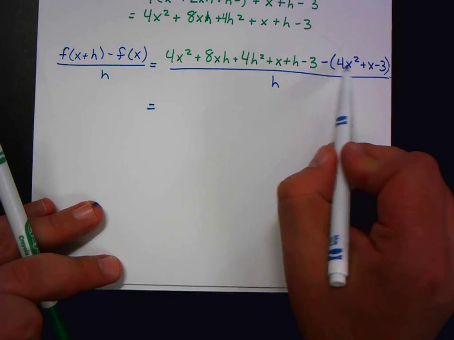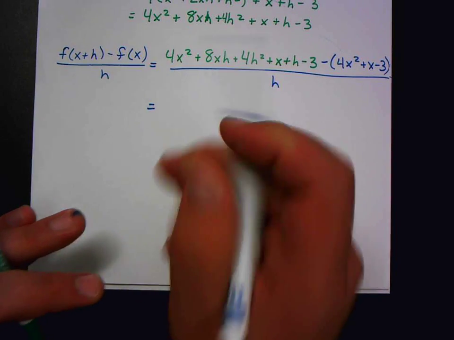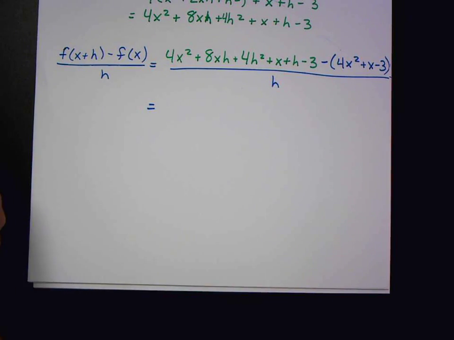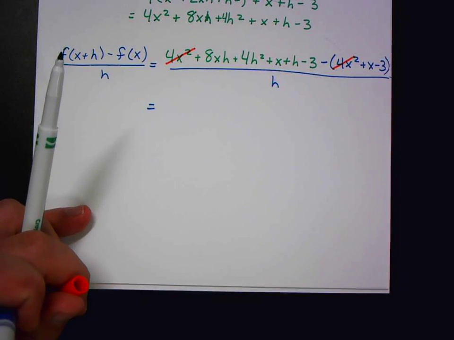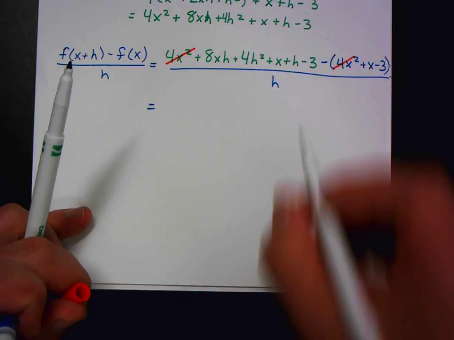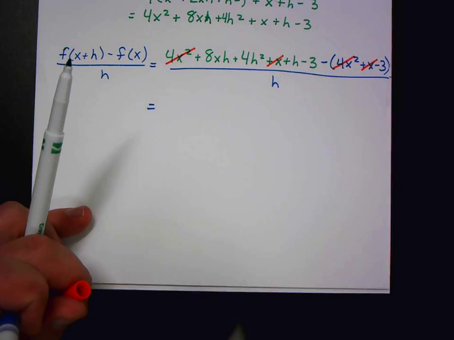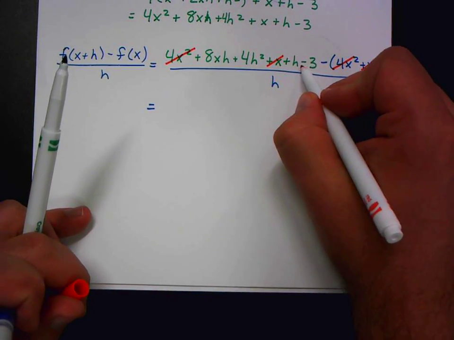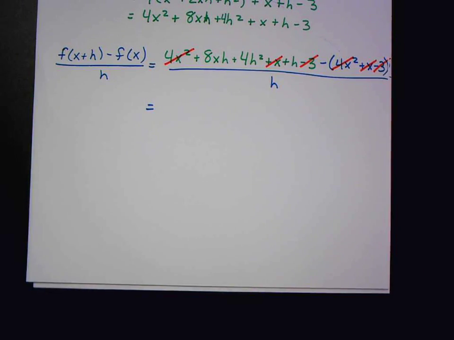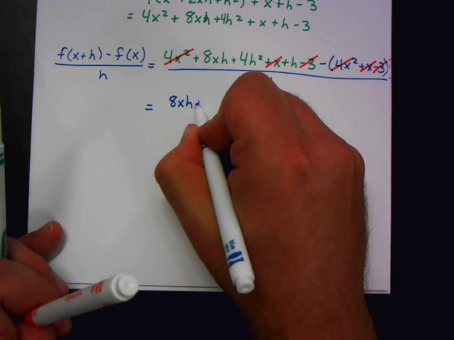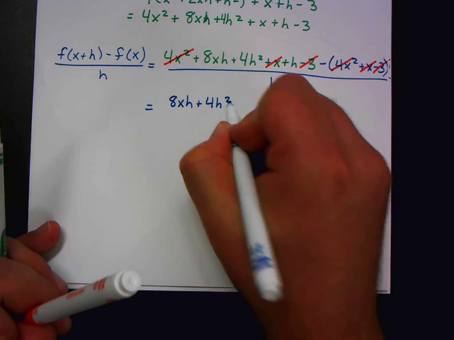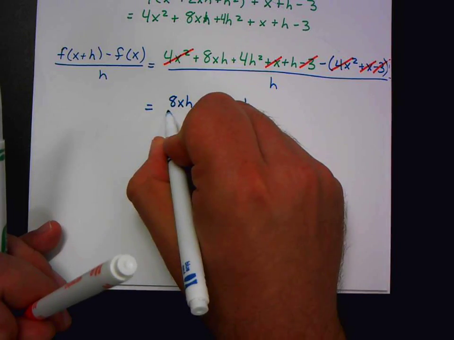All right. What I like to do, since I'm just subtracting each of these out, is go find each one of them and cross them out because I'm subtracting each one. So 4x squared minus 4x squared, that disappears. x minus x, that disappears. Negative 3 minus negative 3, that disappears. So what I'm left with is 8xh plus 4h squared plus h over h.